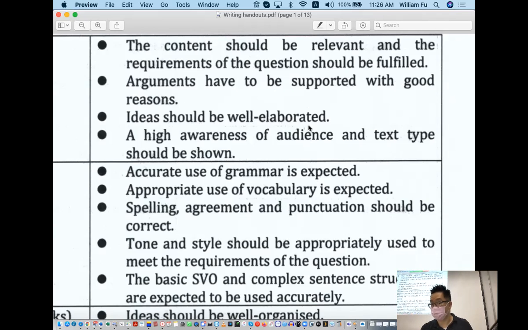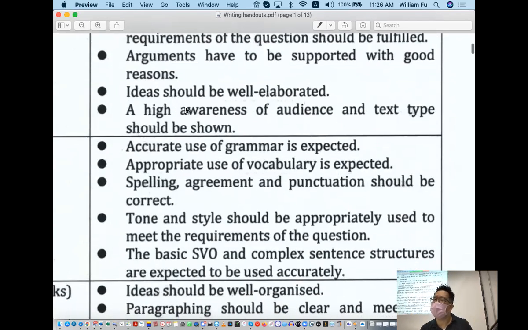Ideas should be well elaborated. And then number 4 is high awareness of audience. Now, what do I mean? Of course, for something formal, like if you want to write a letter to your principal or headmaster, yes, I think you know. However, if I say you need to write a persuasive letter to your junior form students, form 1 students, what would your tone be? Really formal? Semi-formal, yes, or friendly tone. Something like that. High awareness. Now, not many students can do that. That's content.